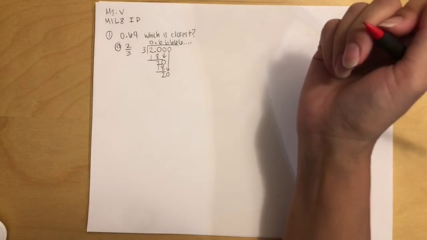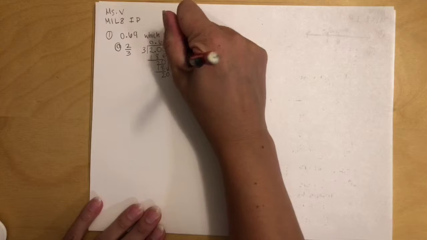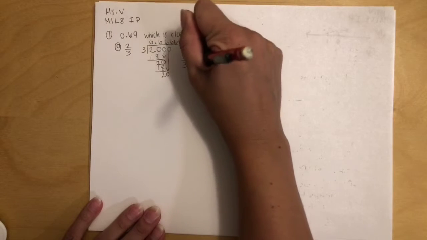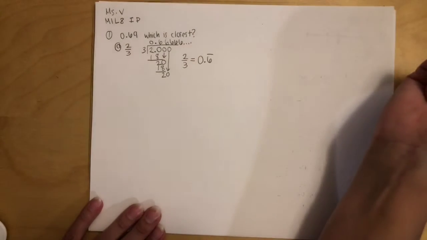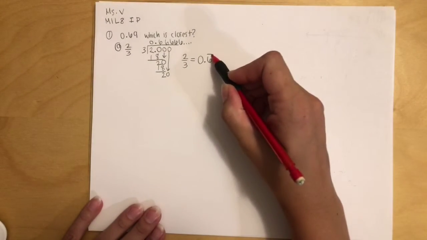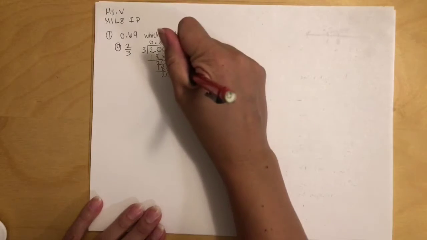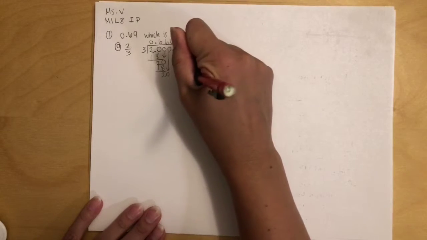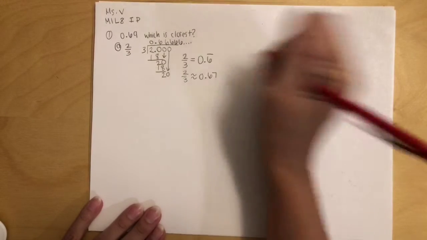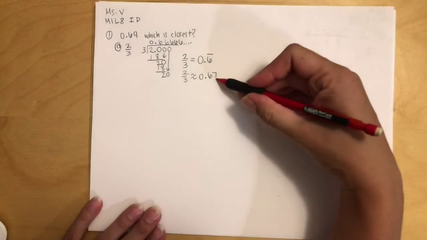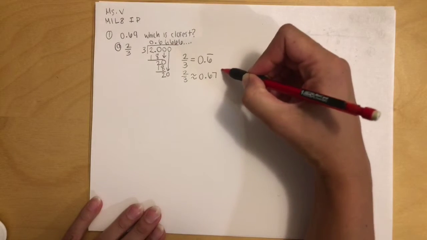Now, if you want to say what 2/3 is equal to, 2/3 is equal to 0.6 repeating. To show it's repeating, you put a little bar over it. If you are going to round this off, you would say 2/3 is about 0.67. This means you rounded it off. The 6 behind this 6 caused it to round up.